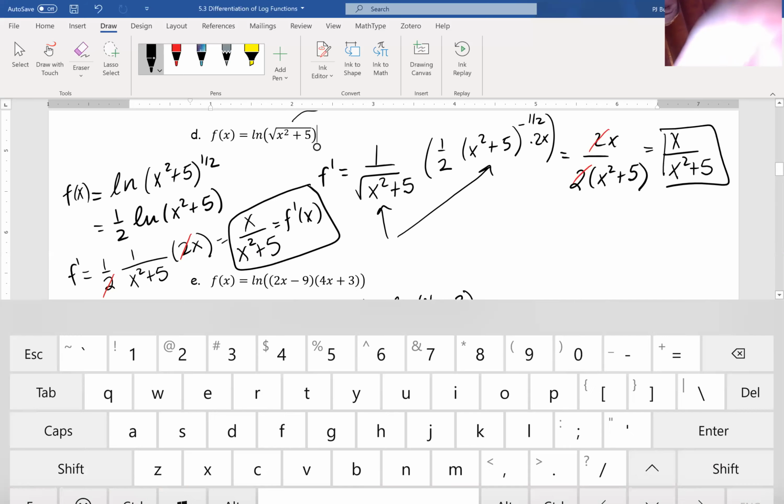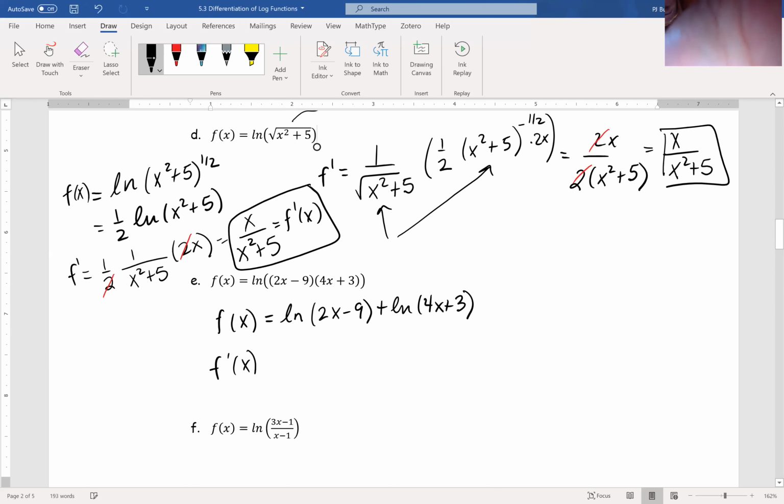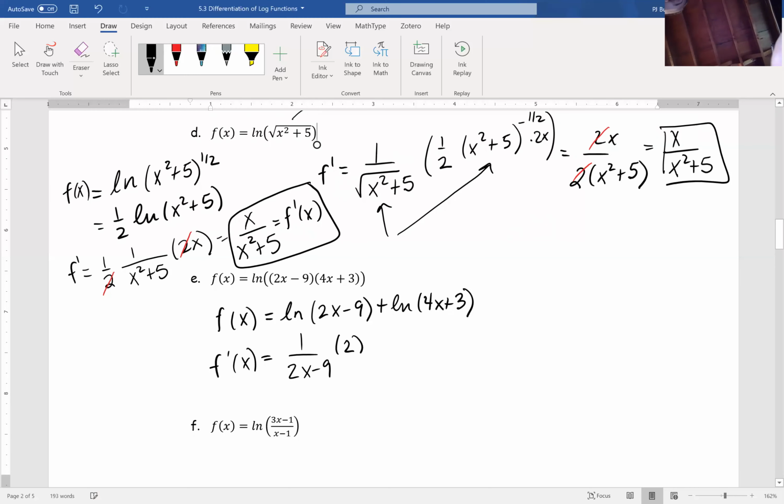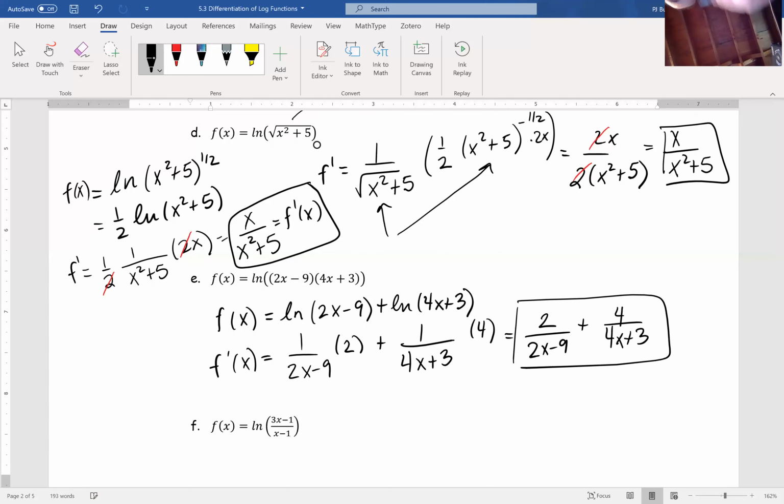So if I differentiate both of these now, the derivative of the first gives me 1 over the inside, just like it always does for natural log, times the derivative of the inside, plus the second one gives me the derivative, which is 1 over the inside, times the derivative of the inside. And the nice thing is, when doing these, we can just leave them like this. We don't have to put them together.